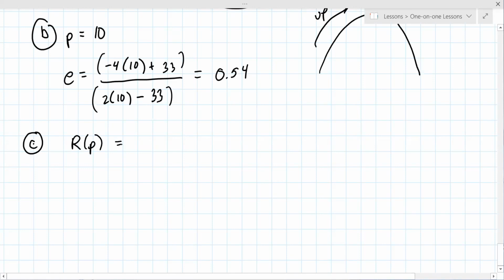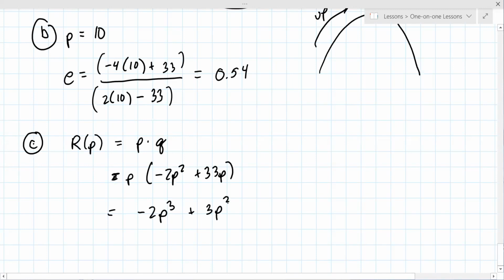Okay, so revenue is price times quantity. P is the variable. Q is what we got from the first part of the question. Q is minus 2p squared plus 33p. And it's minus 2p cubed plus 33p squared. So this is the first part. Then you have to take a derivative with respect to p.